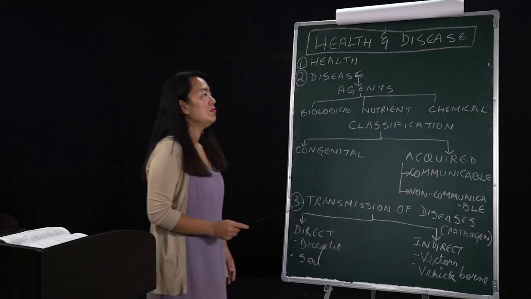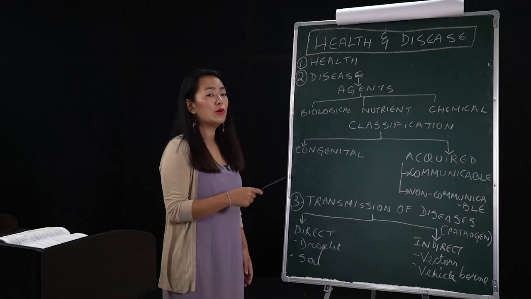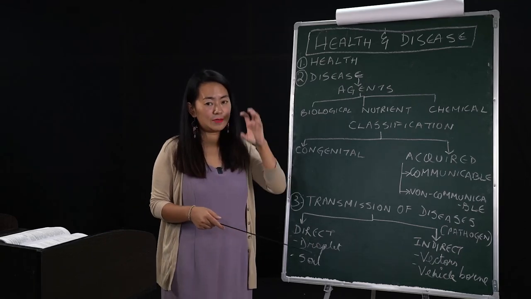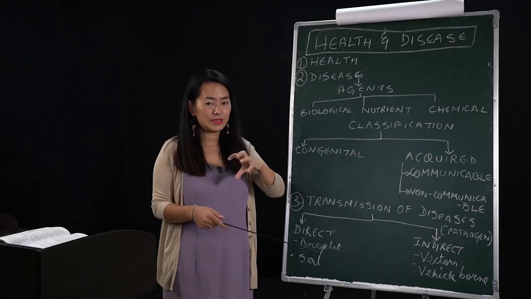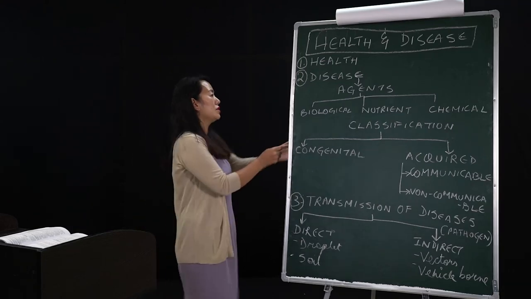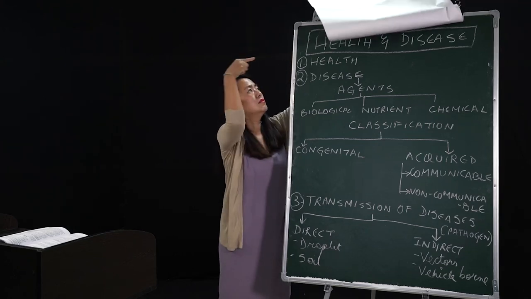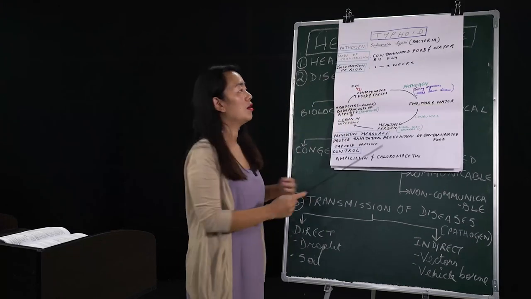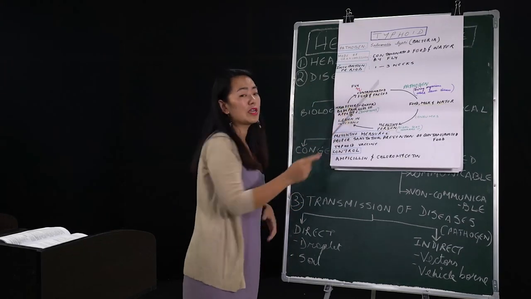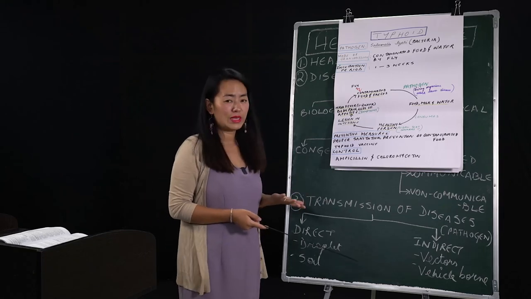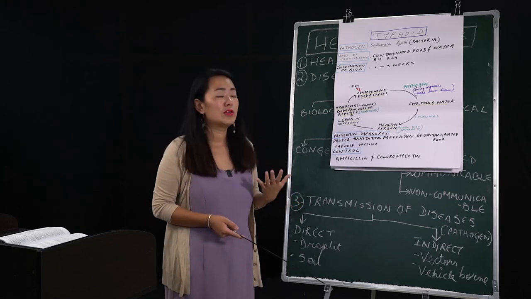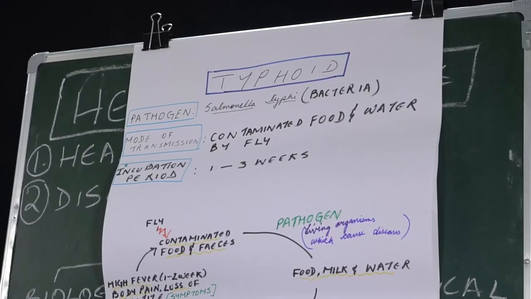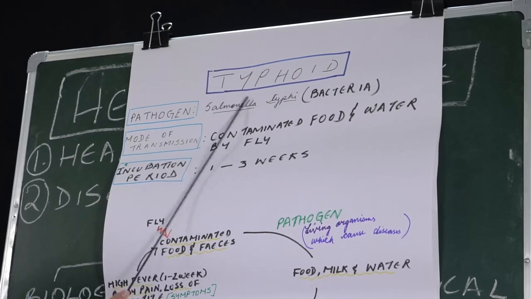Okay. So now, this is just the introduction. Now we are going to focus on all the pathogens which create specific diseases. So the first disease, we're going to focus on typhoid. Remember that. Typhoid is very common in hot places. Like in Nagaland also, you will find lots of people saying that I had a typhoid problem, especially in Dimapur, right? So what causes typhoid?